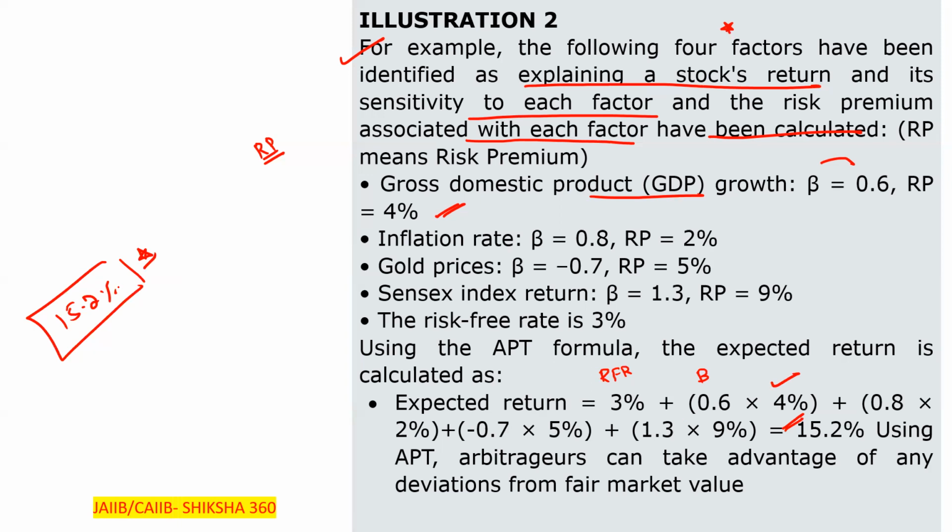So using APT, arbitrageurs can take advantage of any deviation from the fair market value. With the help of that, they are able to analyze where it will have an impact.